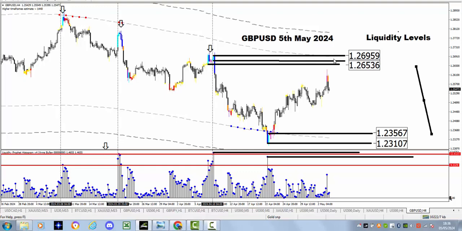So we know that when this histogram hits this level, we should expect a turn and we will probably get an aqua and blue candle. And that's all I'm waiting for. So once I see those conditions are met, I know that I can take a trade.